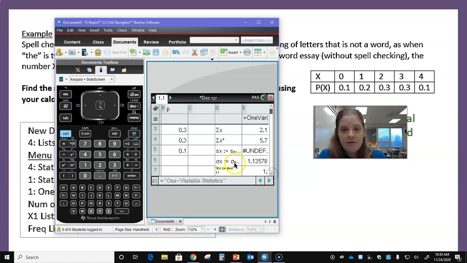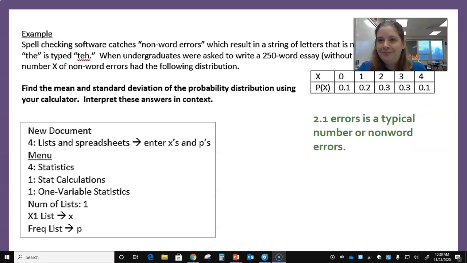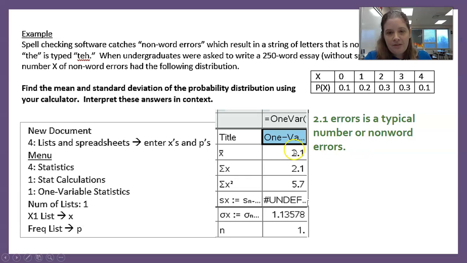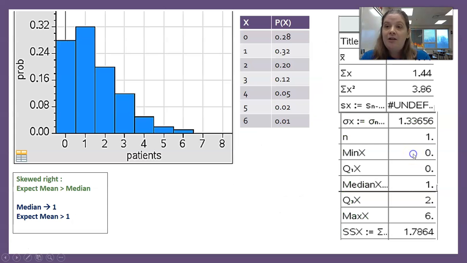All right, so again, sigma is our standard deviation. So in my calculator, I get X bar is 2.1. I get 1.136. So I can say that 2.1 errors is a typical number of non-word errors. There's my mean. And 1.136 errors is a typical amount that a number of errors deviates from that mean number of errors of 2.1. Okay, so using your calculator, very useful.